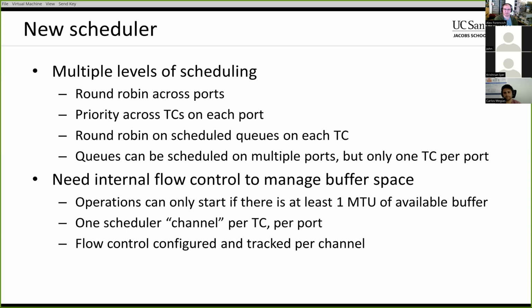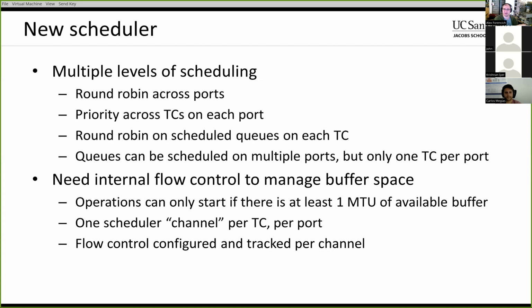All right, so I guess I talked about this a little bit here. The new scheduler that I'm working on needs to do round robin across the ports, priority scheduling across the TCs on each port, so you can have high priority and low priority traffic classes, and then round robin on all the scheduled queues inside of each traffic class. And then the queues, the idea is you'll be able to schedule those on multiple ports if you want to, but only on one TC per port to simplify things a little bit. And then we need internal flow control to manage the buffer space. So operations can only start if you have at least one MTU of available buffer space.